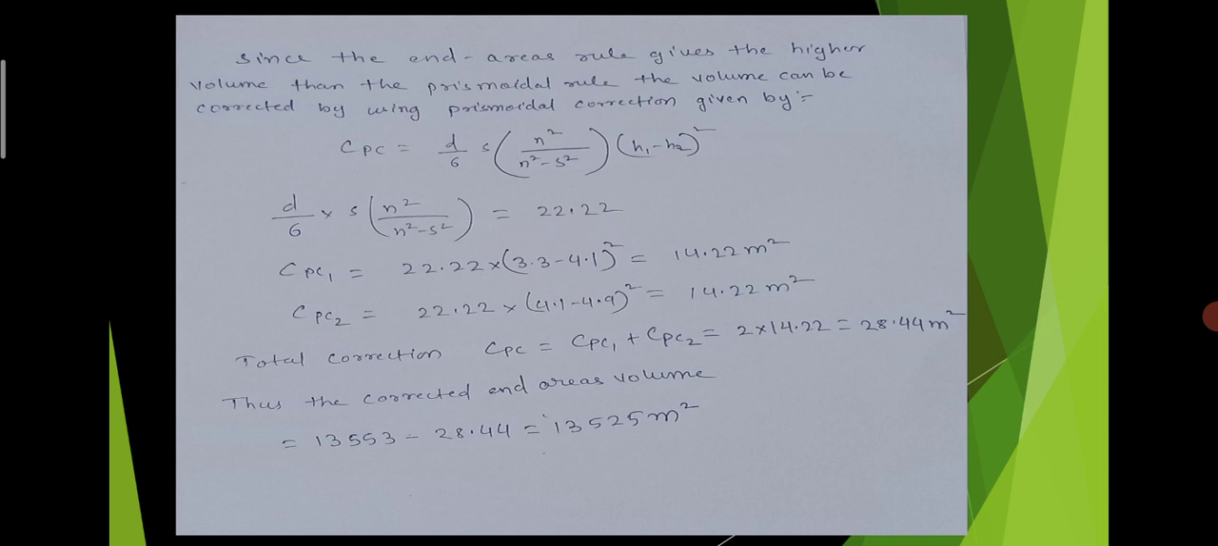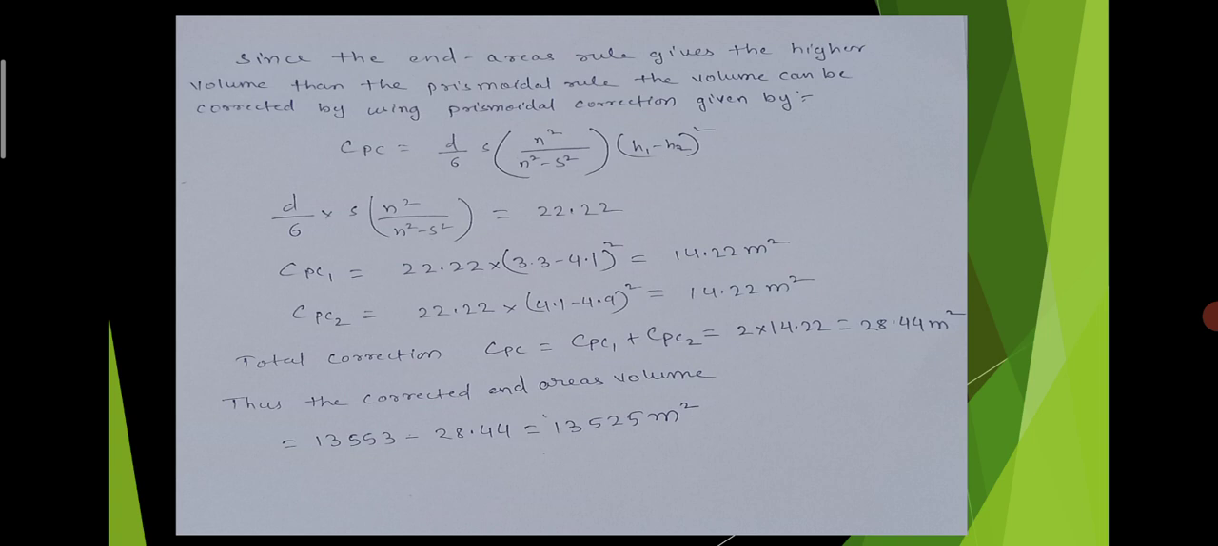Since the end areas rule gives the higher volume than the Prismoidal rule, the volume can be corrected by using the Prismoidal correction formula, which is CPC equal to D by 6 multiplied by S multiplied by N square minus S square multiplied by H1 minus H2 whole square. The value of D by 6 multiplied by S multiplied by N square minus S square, which is constant, comes out to be 22.22. The CPC1 equals 14.22 meters cube, and comes out to be equal to CPC2. The total correction value comes out to be 28.44 meters cube.